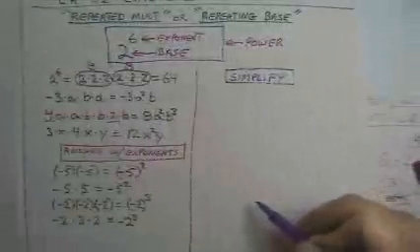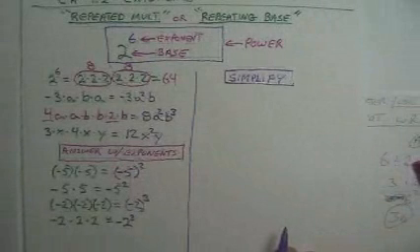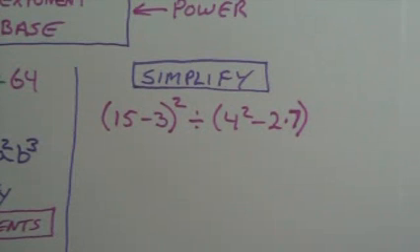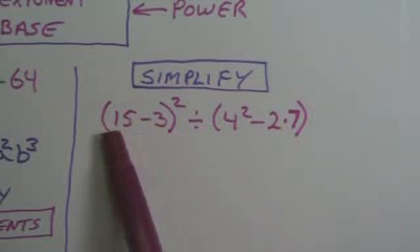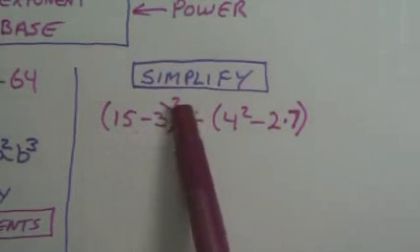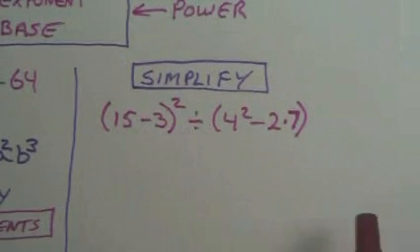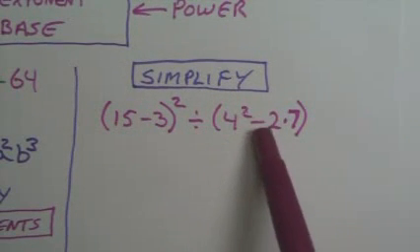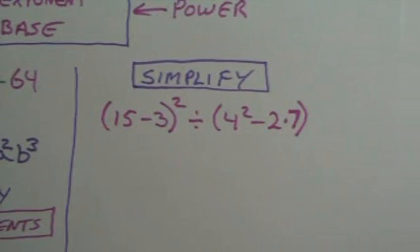So in my notes, I just drew a line down there, and we're going to simplify 2 problems very quickly. So here's our first example. Please take a moment to write that down. Quantity 15 minus 3 squared, divided by quantity 4 squared minus 2 times 7.